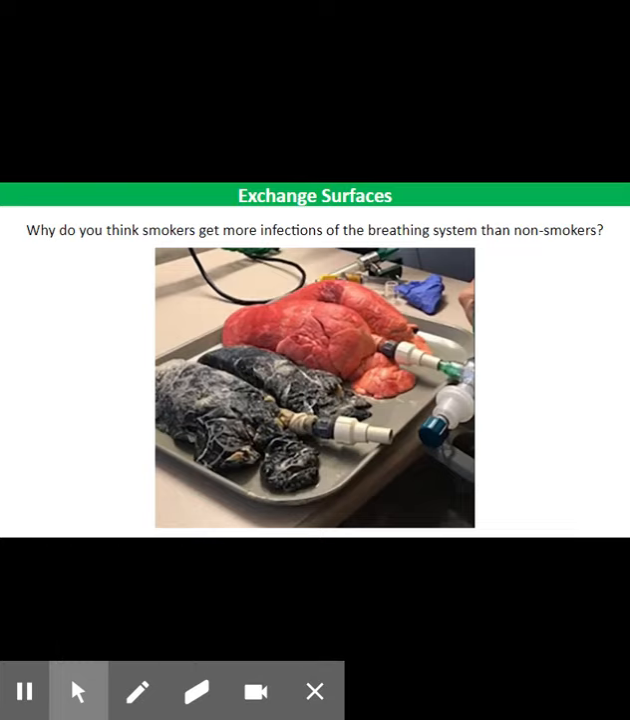On the slide now is a past paper question. This would have been worth about 6 marks. And it says, why do you think smokers get more infections of the breathing system than non-smokers? I'm just going to give you a moment to think about that.